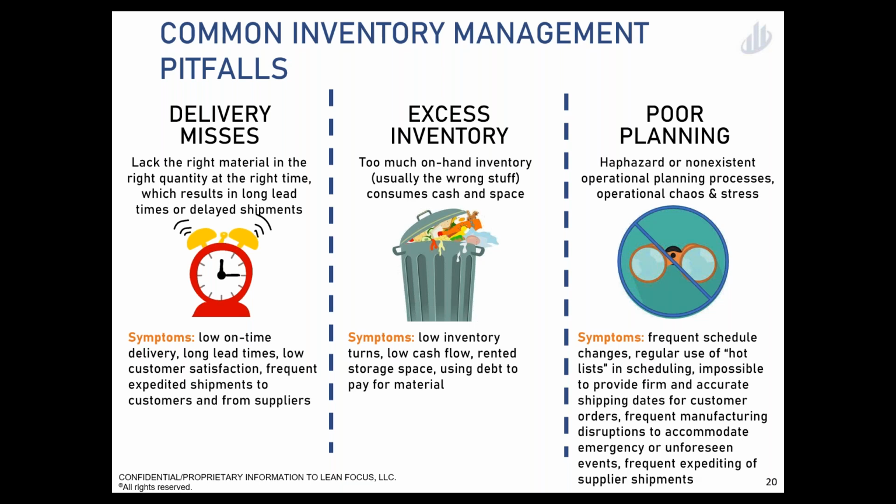So what we're looking for here is if you have low inventory turns, your cash flow is poor, you've rented storage space because you're out of space, you're using debt, you're borrowing money to pay for material. That means you got too much. We got to get it under control and get your cash flow and your space and your overall dedicated inventory dollars down. And then the third category is poor planning or scheduling.